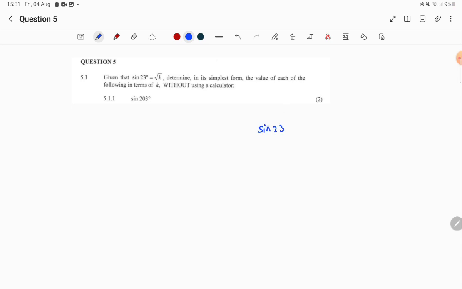So sine 23 degrees is equal to root k over 1, right? Because sine is a ratio between two numbers, and if you just have one digit known, it's generally over 1 at a time. So this is opposite over hypotenuse. So if we were to draw our diagram, and 23 degrees is in our first quadrant, so here we have our 23 degrees.